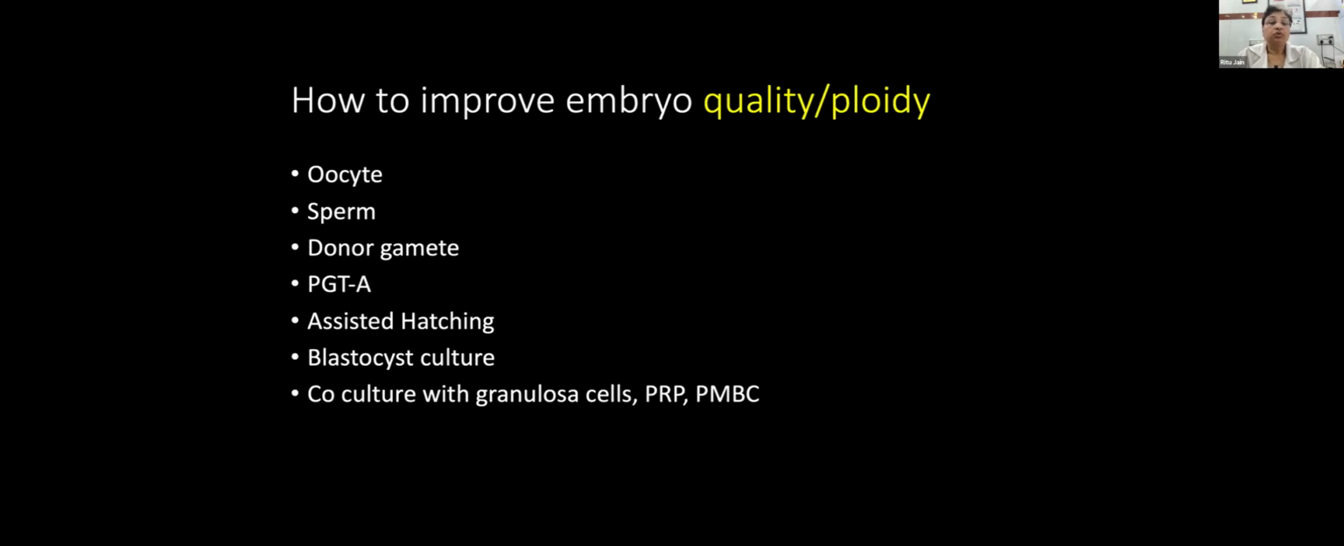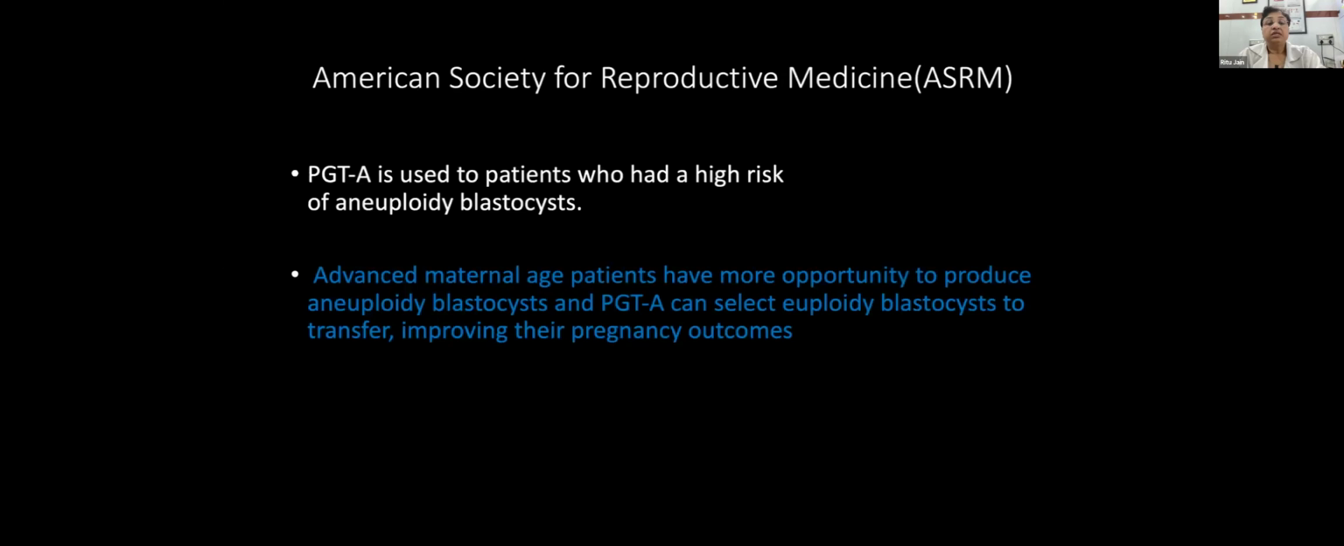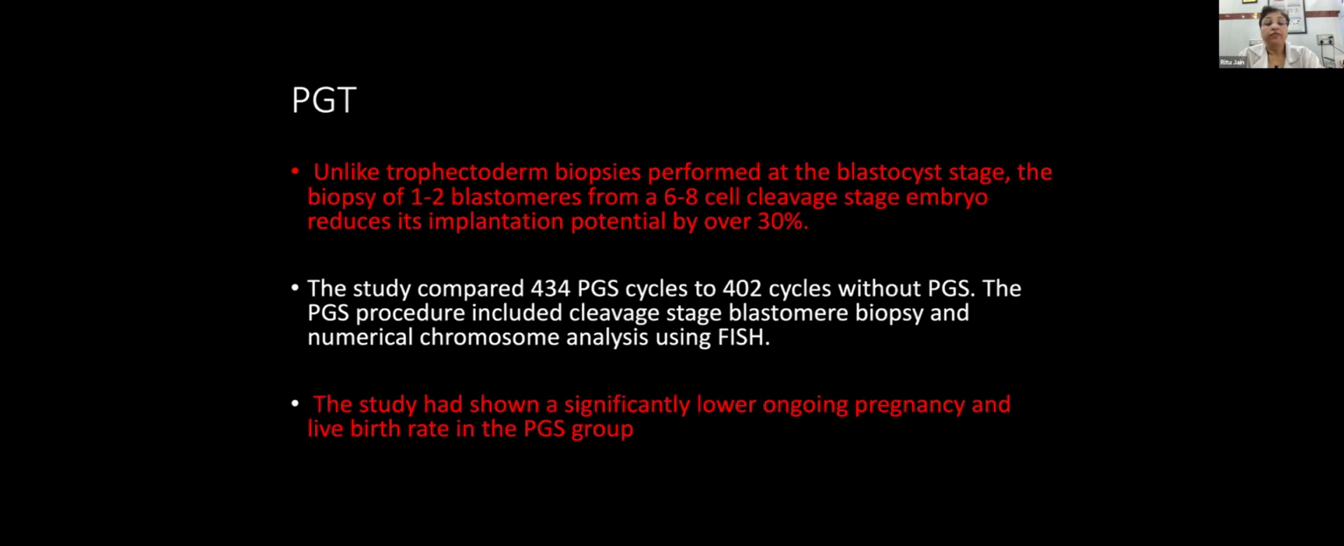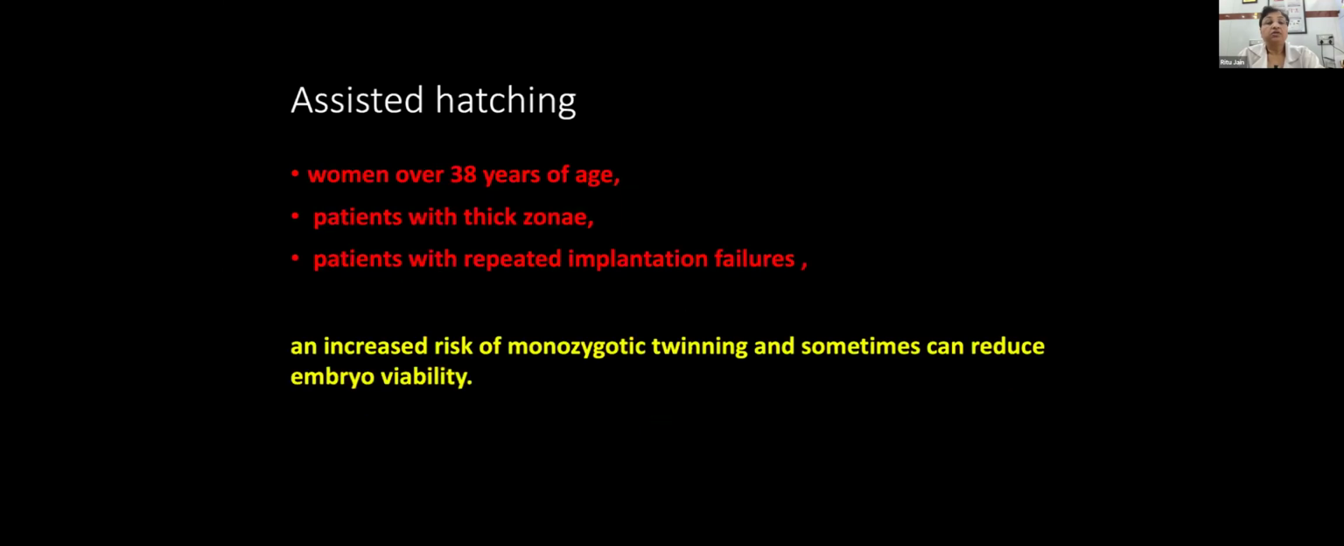Then PGT-A to know the euploidy status, assisted hatching and blastocyst culture. So ASRM has suggested that PGT-A should be used in advanced maternal age to select euploid blastocyst. And there's another study by Fertility and Sterility that said that PGT-A and ERA in RIF couples do not seem to offer beneficial reproductive outcome, and couples should be counseled appropriately while offering treatment options. So different views are there. Another group said that PGT-A did not improve the pregnancy rate.